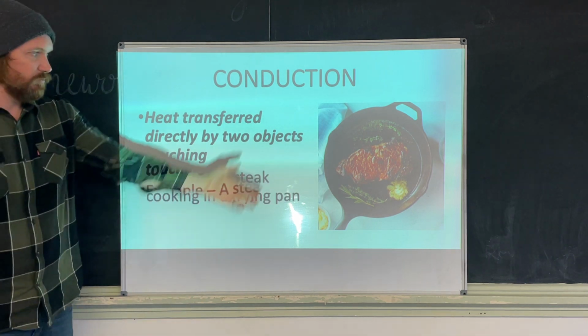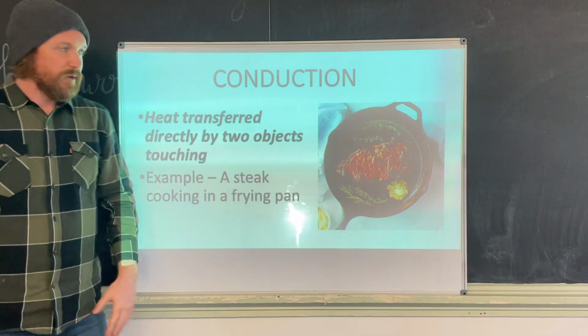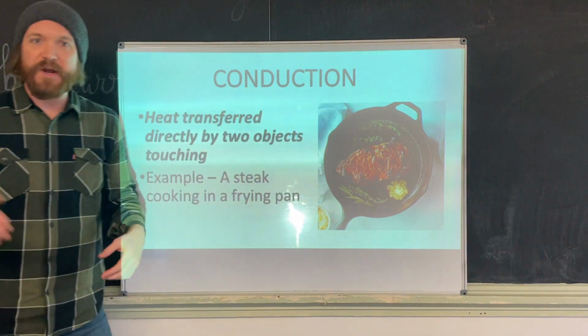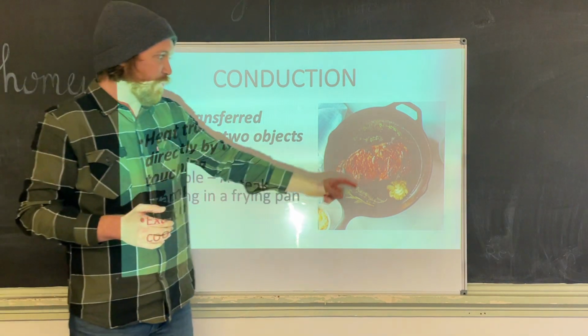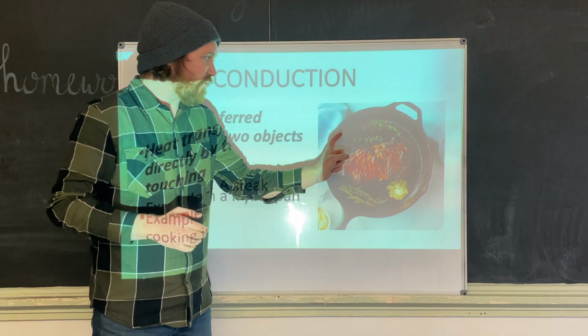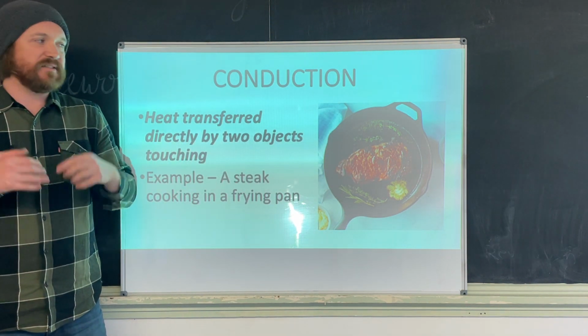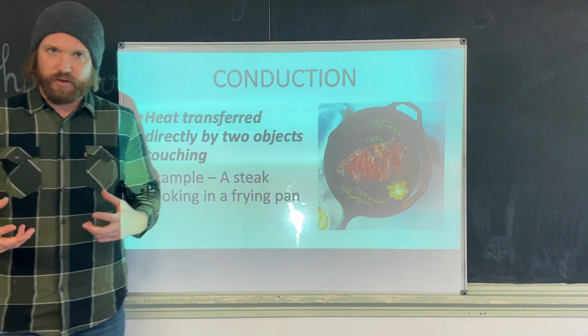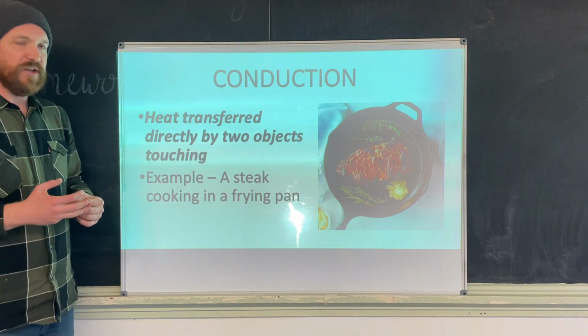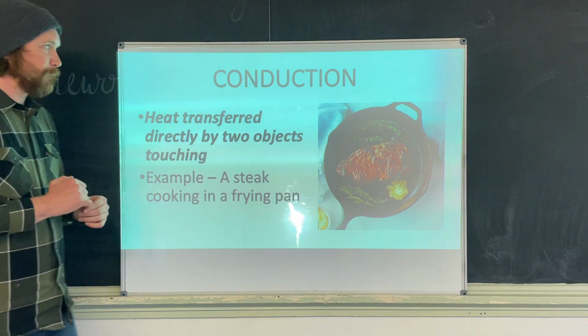Examples of this, a steak in a frying pan. The atoms in this frying pan are rip-roaring hot, okay? You put a cold steak in there, and those hot atoms in the pan are gonna speed up the atoms inside of the steak and cause it to cook. I do love me a well-cooked steak, okay?